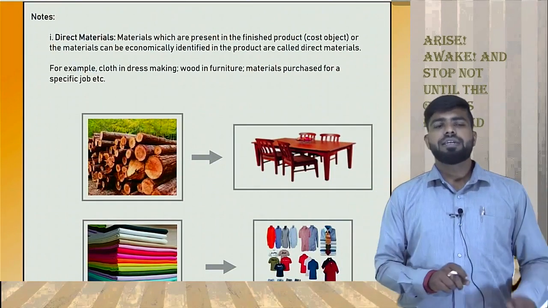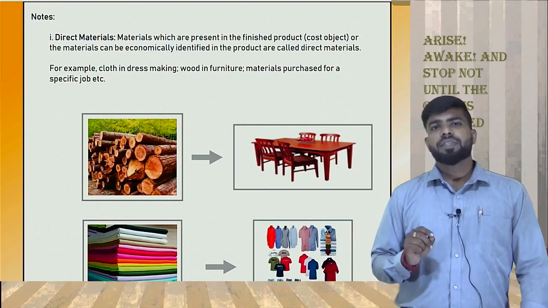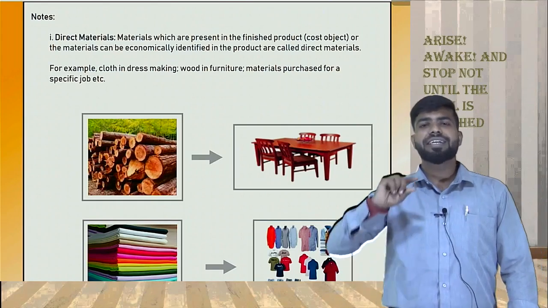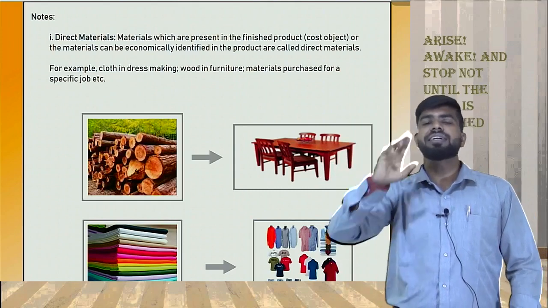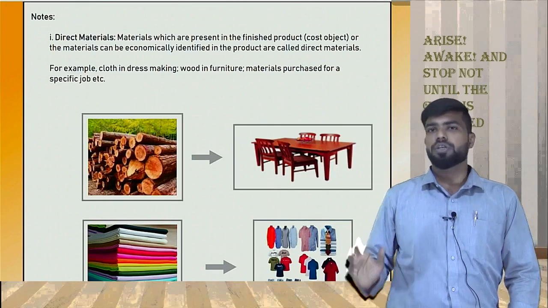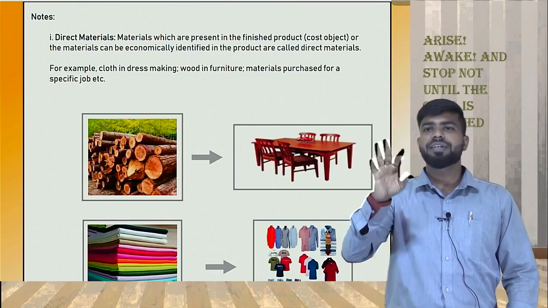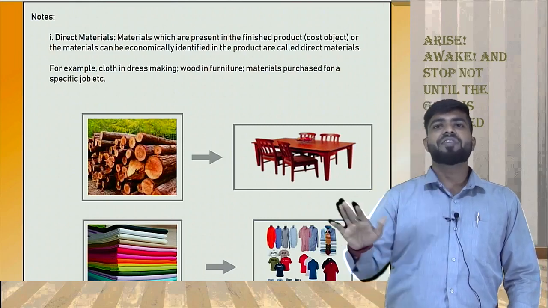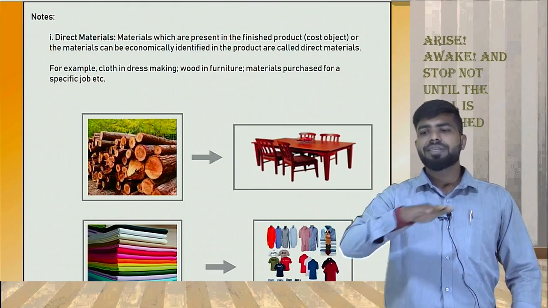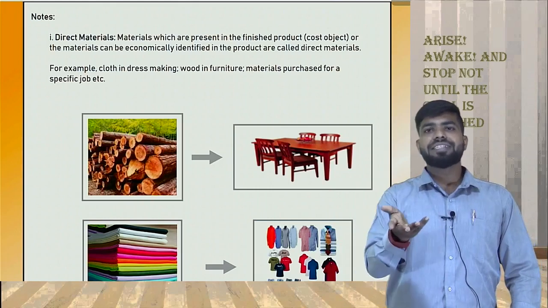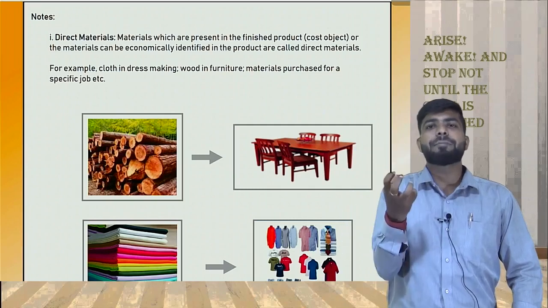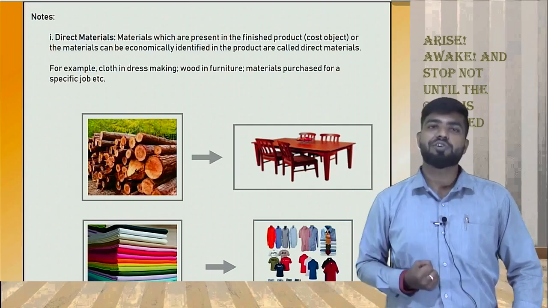What is direct material? The material which can be economically identified in the finished good, or which can be directly traced to the finished product, is called the direct material. Let us take an example: manufacturing of a bench from teak wood, or using plywood. Once the bench is manufactured, by looking at the bench we can say how much material is consumed. That means by looking at the product, we can evaluate and trace the material cost.